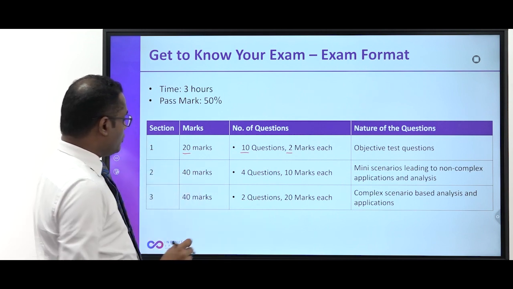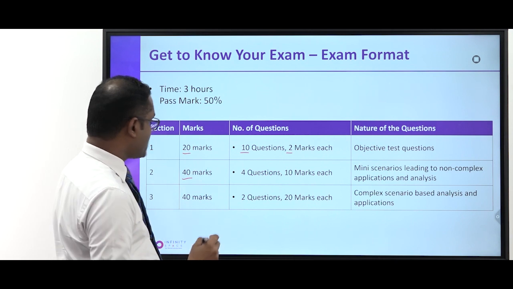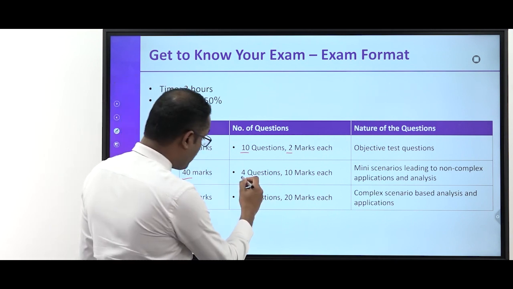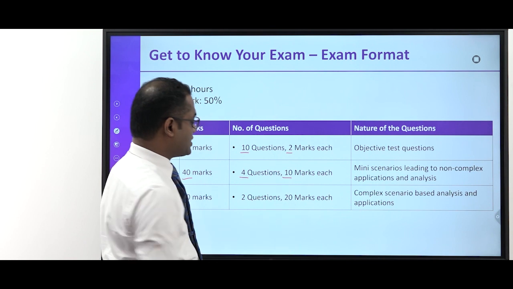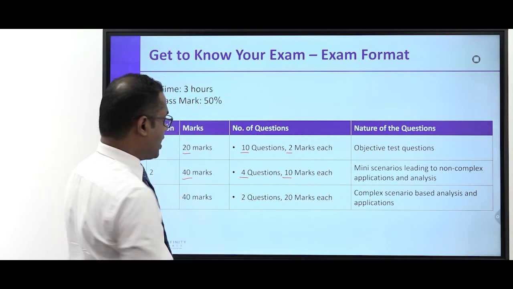Then section 2, 40 marks. How these 40 marks are given is, you have 4 questions, 10 marks each. 4 into 10, 40 marks.